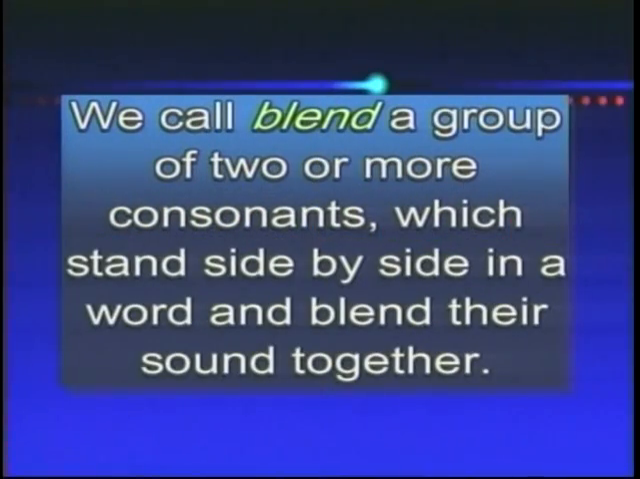Look at this word, deflate. Here we have two consonants, F and L, blending their sounds together. They stand side by side, blend their sounds together, and we still hear distinctly each of the two letters. This is what we call a blend. We call blend a group of two or more consonants which stand side by side in a word and blend their sound together. Say that again.